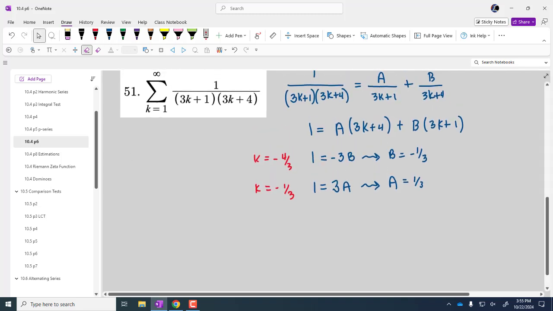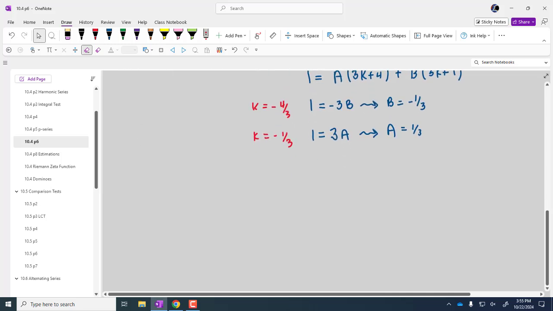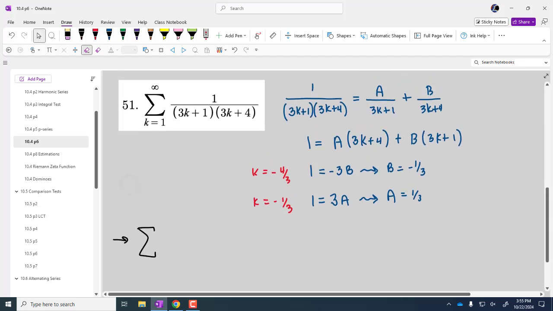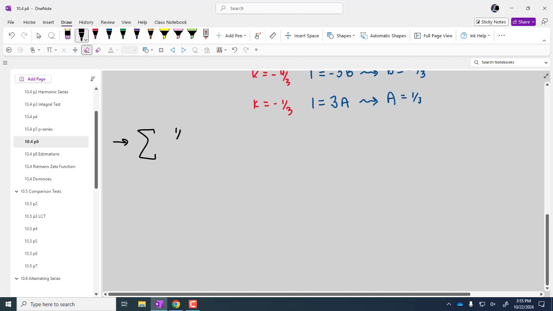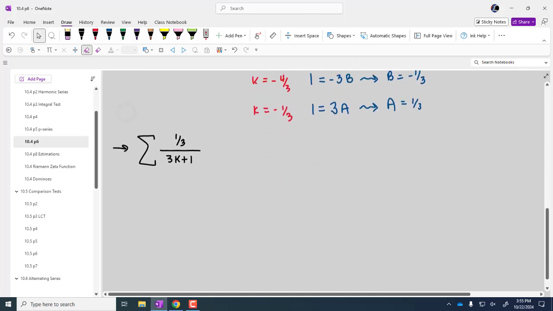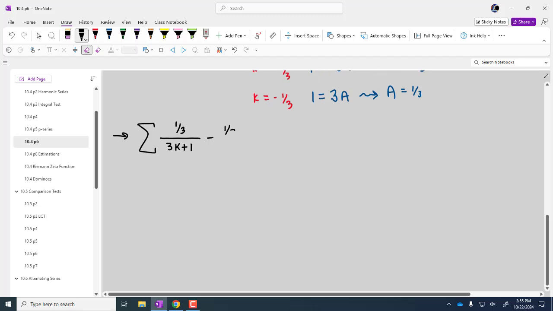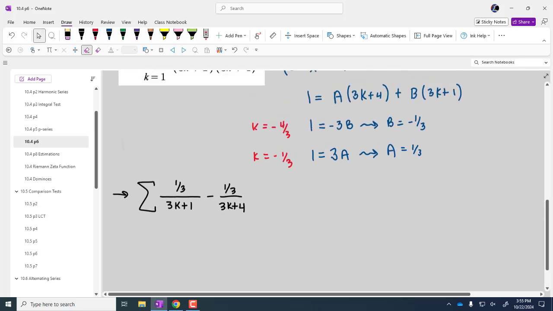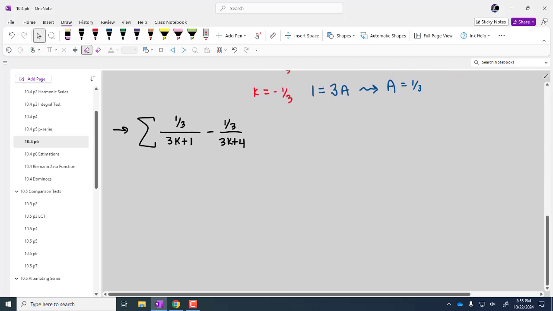Oh, minus the K, that makes sense. So when we rewrite it, we will have 1/3 over 3k plus 1, and then minus 1/3 over 3k plus 4. And k in this case goes 1 to infinity. Okay.